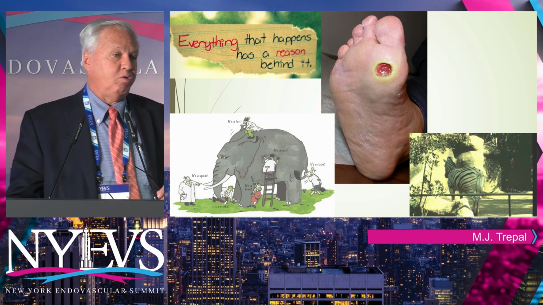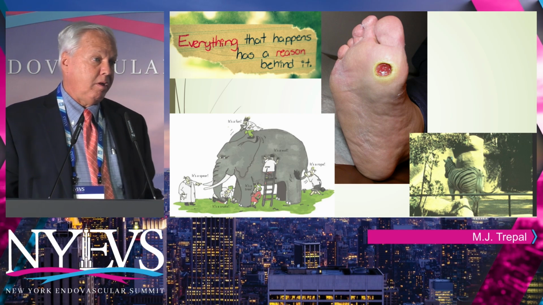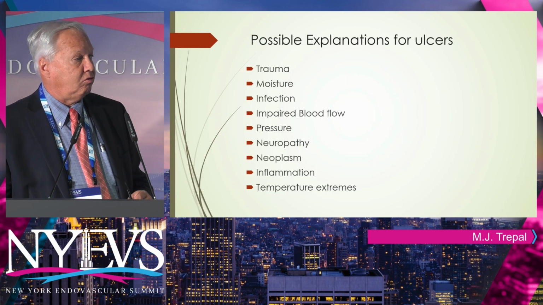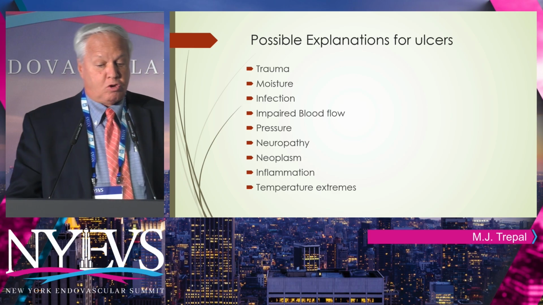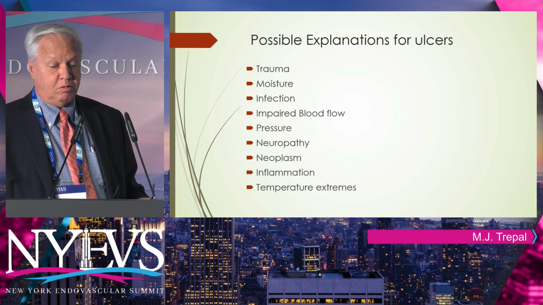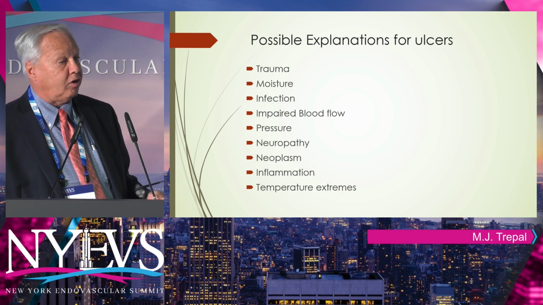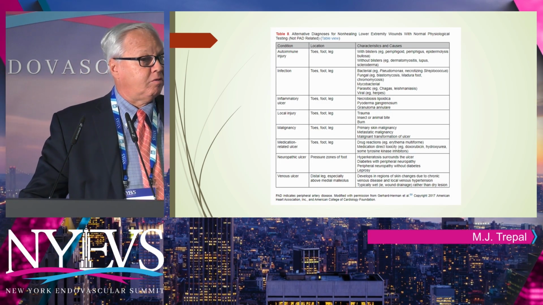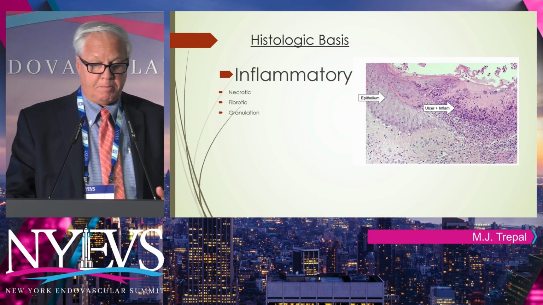Most commonly, a wound on the foot, if not direct trauma related, is going to be either neuropathic or ischemic, but not always. And that's what we need to do, is look at some of the possible explanations for ulcers: trauma, moisture, infection, impaired blood flow, pressure, neuropathy, neoplasm, inflammatory, temperature extremes. There are a whole host of different things that can occur that we need to think of, and we're going to go through some of these things.